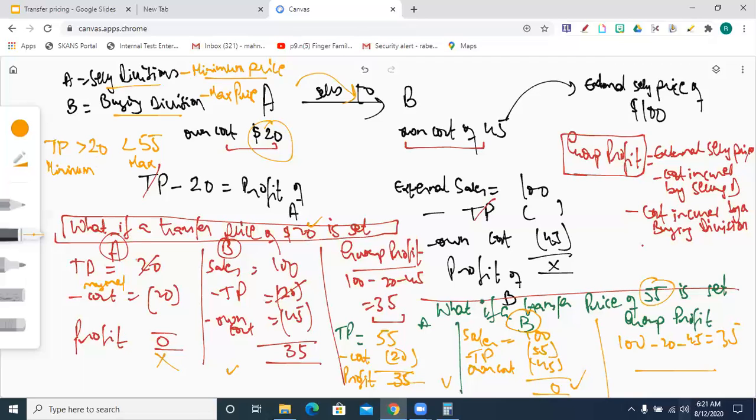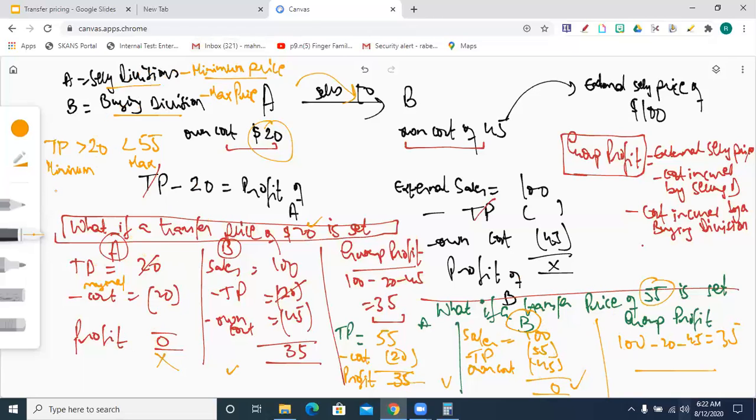If it would be greater than 20, for example if it's 30, then there is a profit of 10 here. So the minimum set by the selling division would be greater than 20, and the buying division would restrict the maximum price to not more than 55, because that will be at a disadvantage.